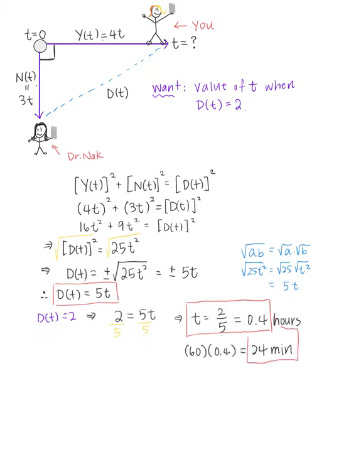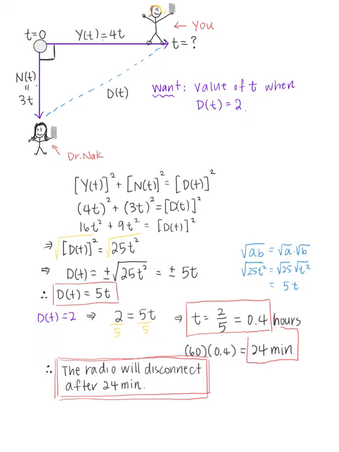So what we just found out is this. We're both going to have to walk 24 minutes each. Then after 24 minutes, we're going to lose our connection or the reception of the two-way radio. And that's what we just computed. So here's our official answer. The radio will disconnect after 24 minutes.